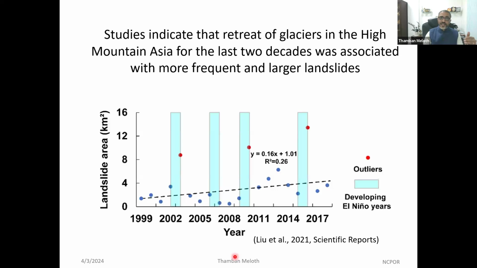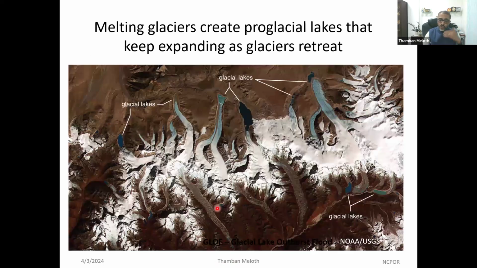And even some of the studies indicate that a retreat of glaciers in high mountain areas could also be associated with more and more frequent landslides. This is one of a kind study actually, and several more studies are required to confirm this. However, what is very clear is that the melting glaciers do create lakes.